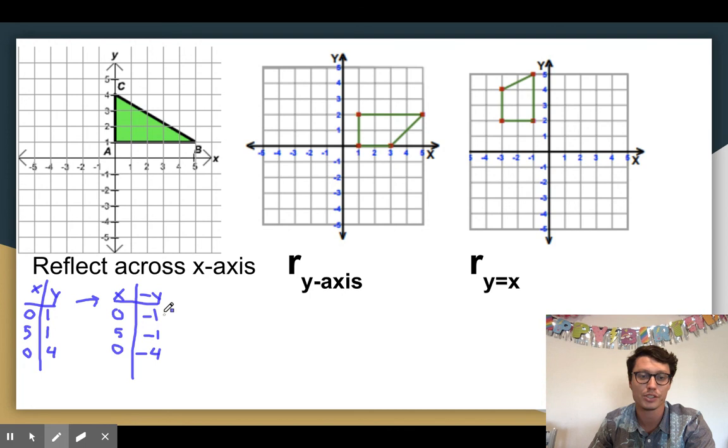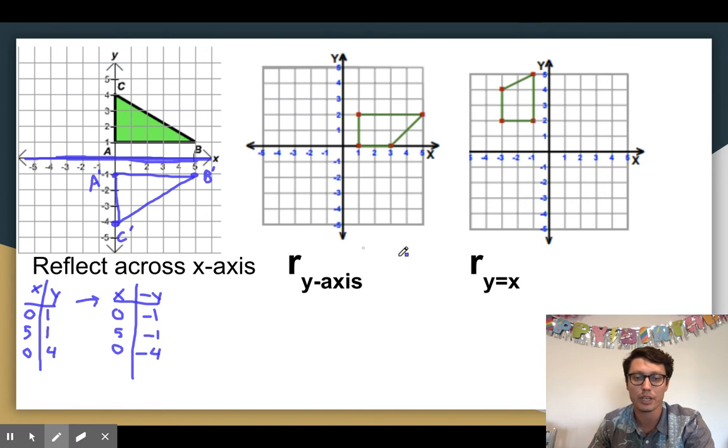So now we plot at 0, -1. This is going to be A prime. 5, -1. We go over 1, 2, 3, 4, 5. Now we go -1. That is B prime. And 0, -4. 0 down 1, 2, 3, 4. That is C prime. And now we have a brand new, beautiful, amazing triangle that is reflected across the x-axis. All right? Beautiful mirror image.